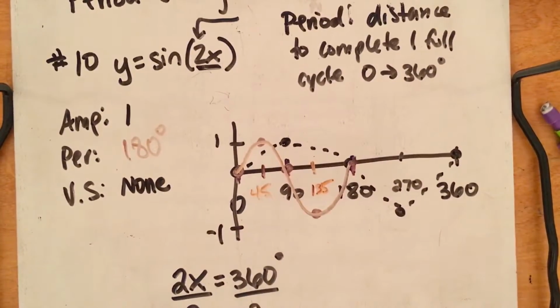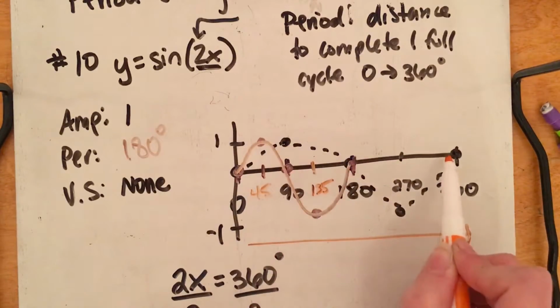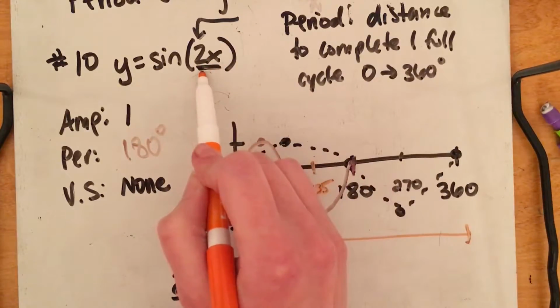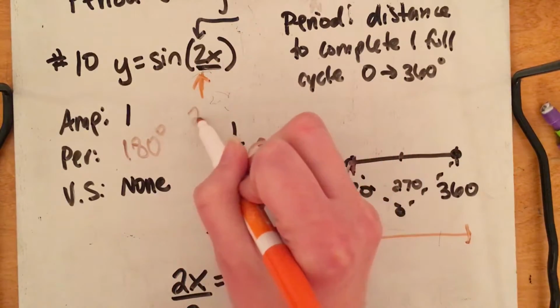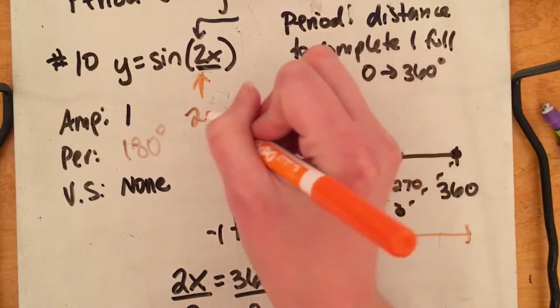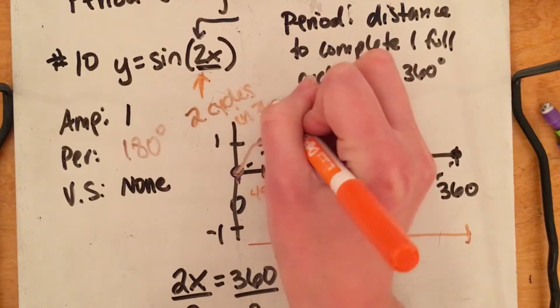So basically, if I were to go this whole length of 360 degrees, think how many of these orange ones would fit inside that distance. There would be this one, and then it would repeat itself again. So there would be a total of 2. That's why this number is here. That tells us how many. So there's 2 regular cycles in 360 degrees.